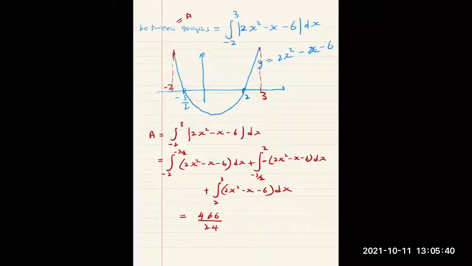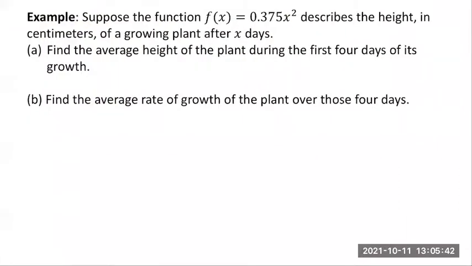All right, let's move on. Next, I want to go over this particular example. Suppose the function f of x is equal to 0.375x squared describes the height in centimeters of a growing plant after x days. So the first part asks you to find the average height of the plant during the first 4 days of its growth.